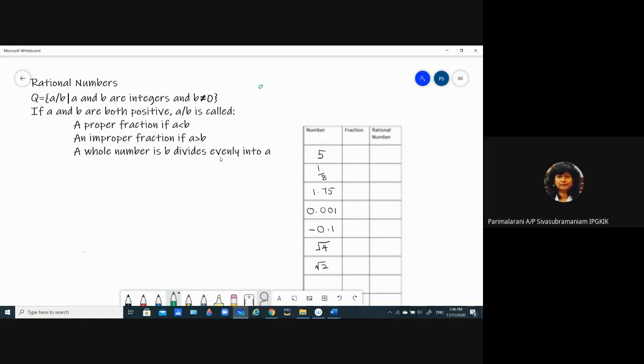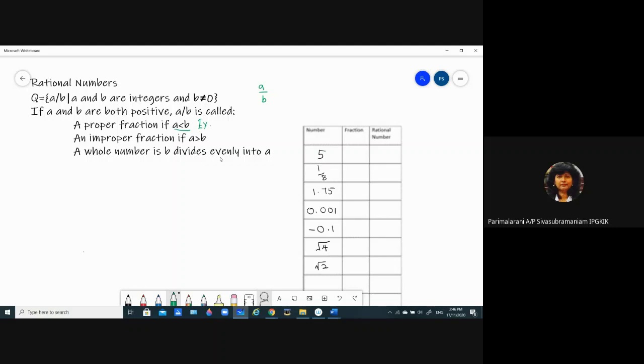Any number that can be written in the form of a over b is known as a rational number. If it cannot be written in this form, then it is an irrational number. Both a and b are integers and b is not equal to 0. If both a and b are positive, and if a is less than b, then it is called a proper fraction.